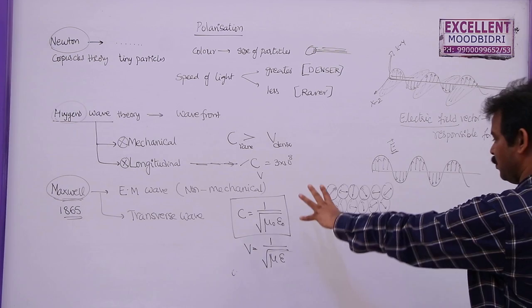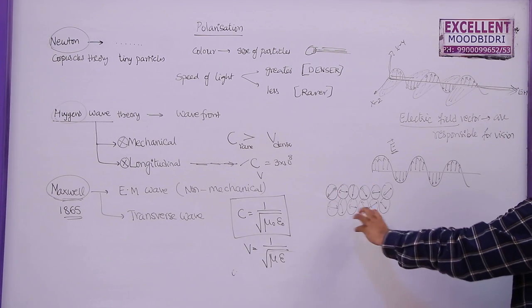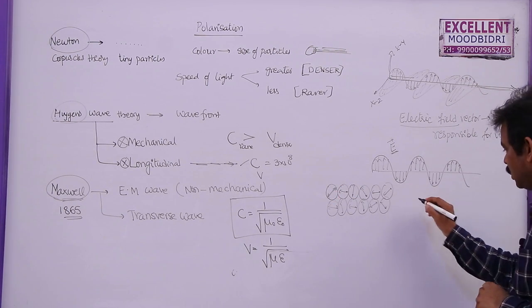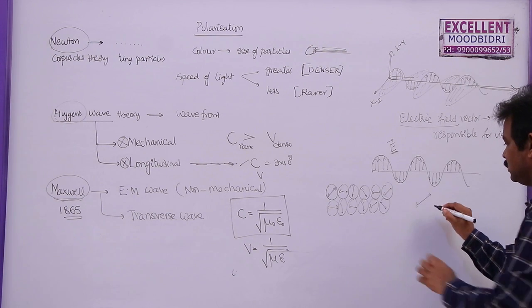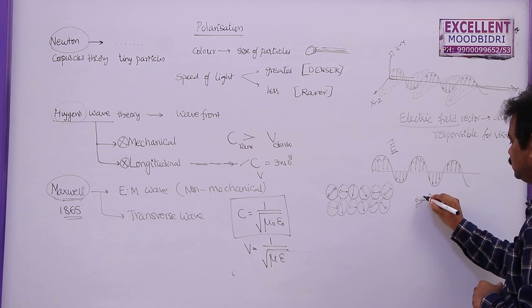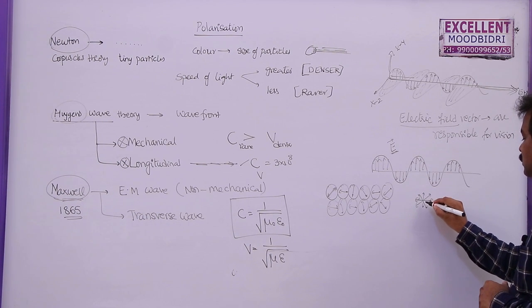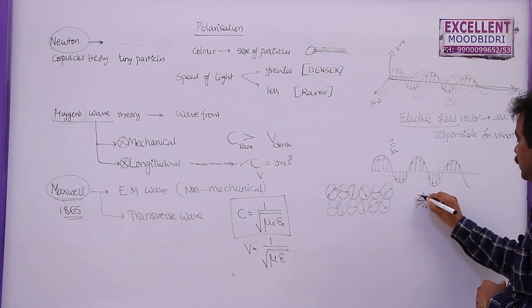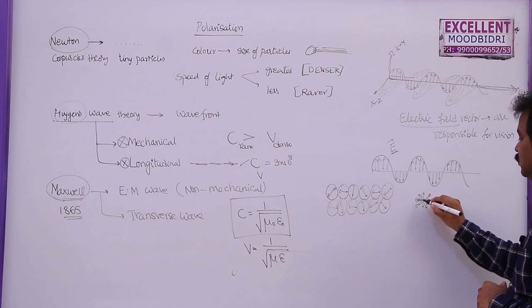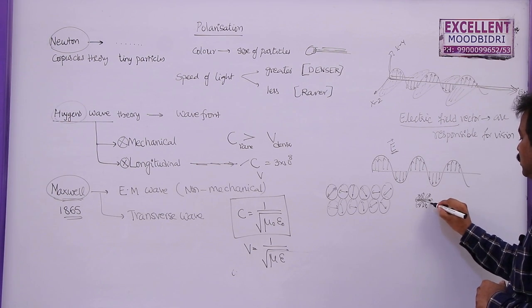Now, if you combine all these electric field vector vibrations, you can draw them like this: the first one like this, second one like this, third, fourth, fifth, sixth, seventh, eighth, ninth, 10th, 11th, and the 12th one.